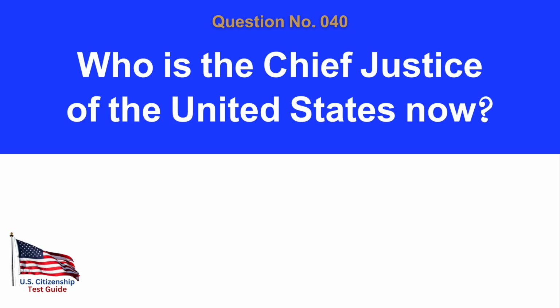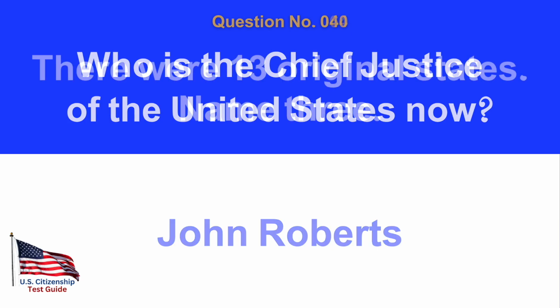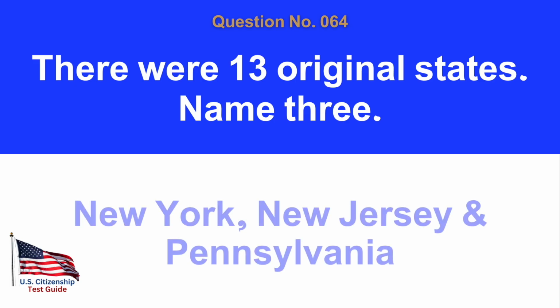Who is the Chief Justice of the United States now? John Roberts. There were 13 original states. Name 3. New York, New Jersey, and Pennsylvania.